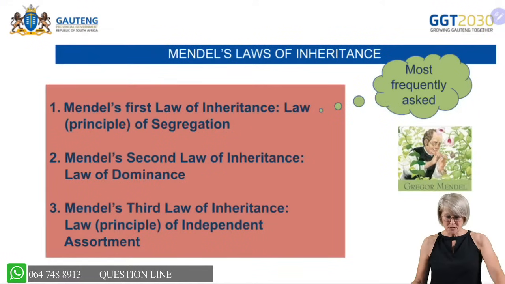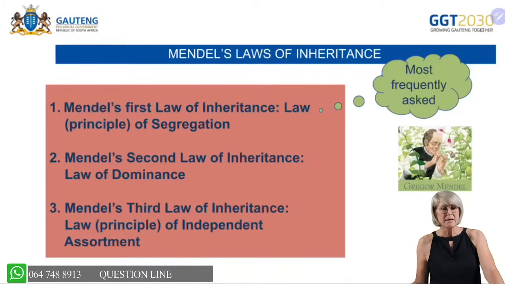Right, then let's look at Mendel's laws of inheritance. There are 3 laws. They are stated in the exam guidelines clearly. So the first one is his law of segregation. And this one is the most frequently asked. The second law is the law of dominance. And his third law is the law of independent assortment.